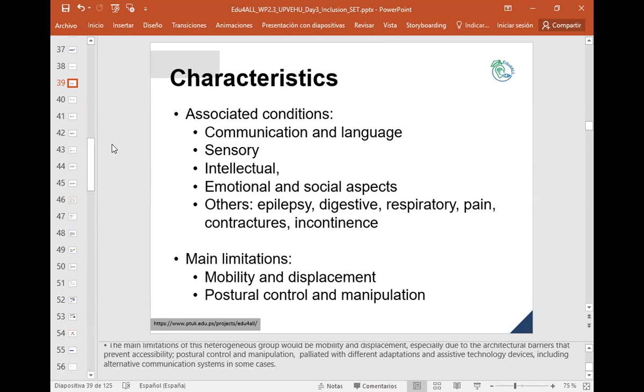For all these reasons, in some cases it is common for them to have to attend periodic medical visits, physiotherapy sessions, hospitalizations, etc., which can affect their attendance and academic performance. The main limitations of this heterogeneous group would be mobility and displacement, especially due to the architectural barriers that prevent accessibility, postural control and manipulation, palliated with different adaptations and assistive technology devices, including alternative communication systems in some cases.